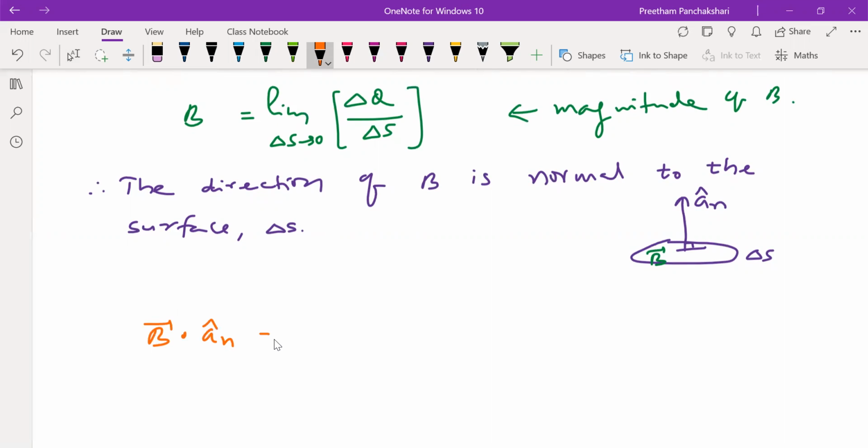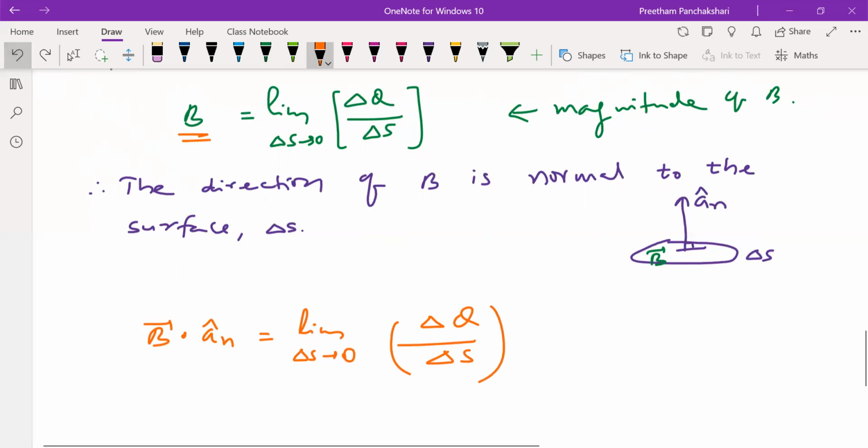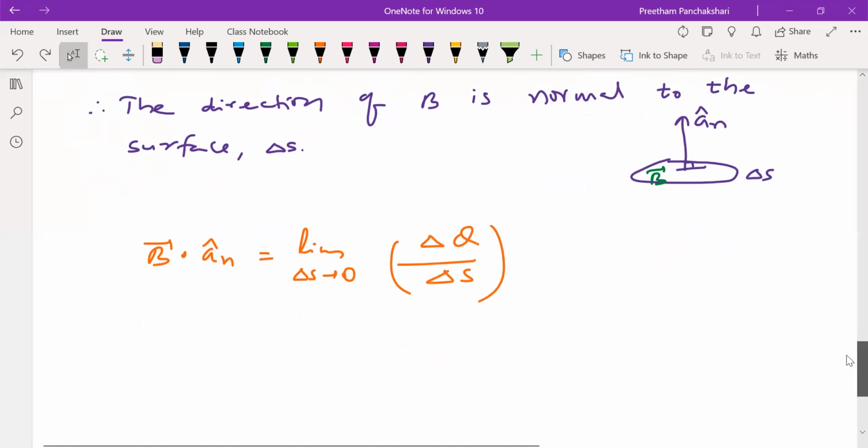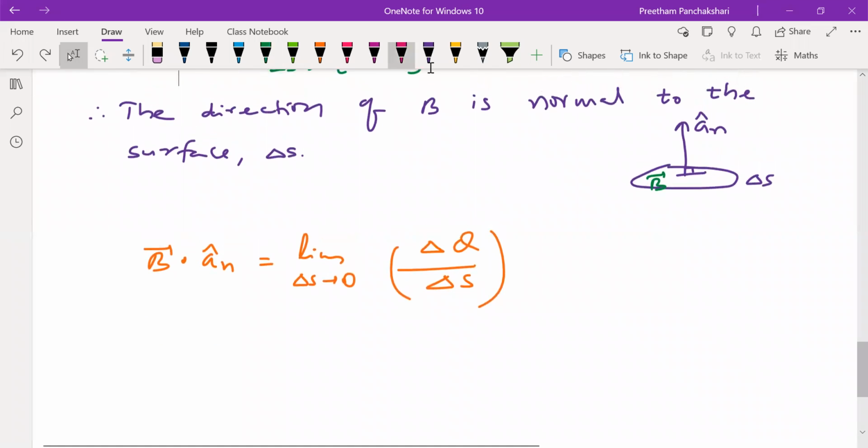B = a_n times the limit as delta S tends to 0 of delta phi by delta S. Okay, so this B is a vector here. So that's why the dot product gives its magnitude. In the definition, we have only shown the magnitude. So the magnitude B dot a_n. B dot a_n always gives the normal component of B.